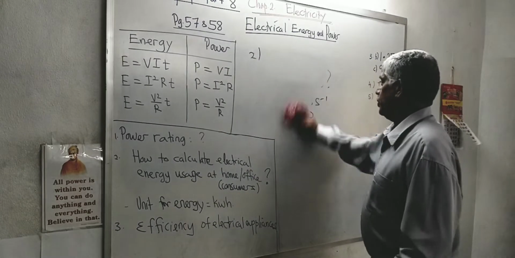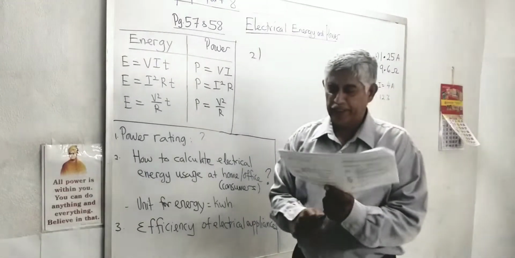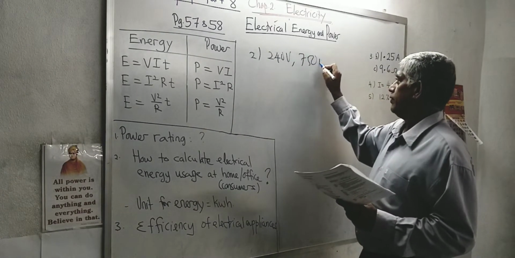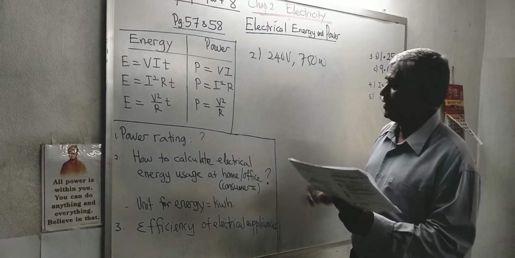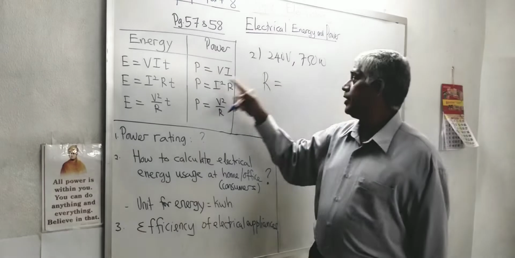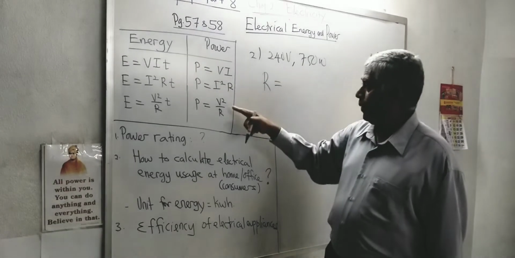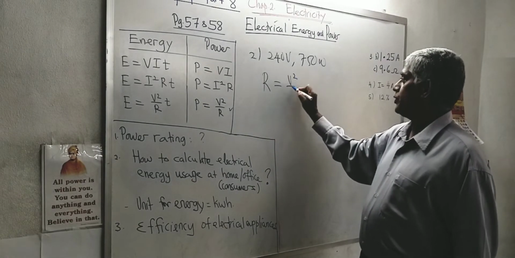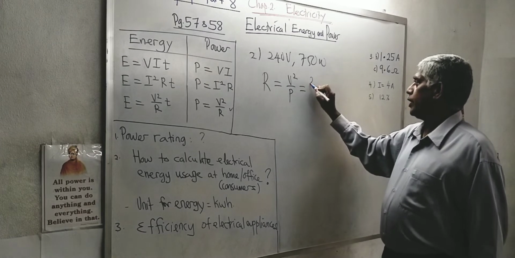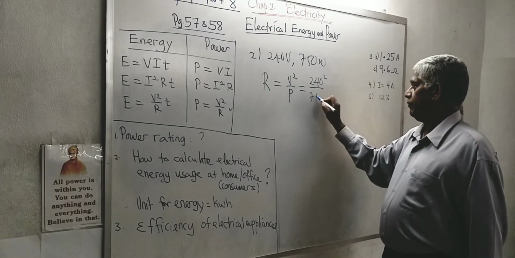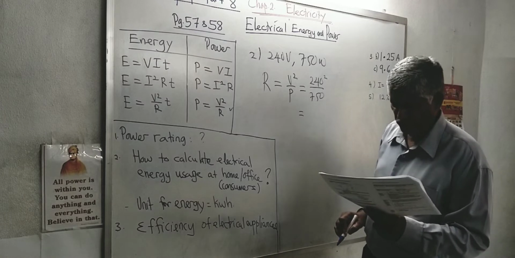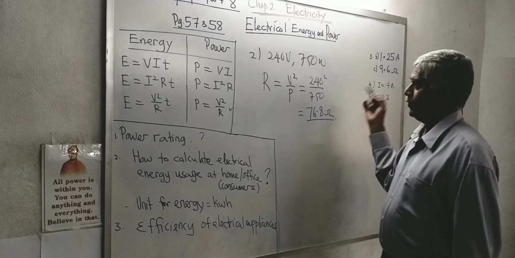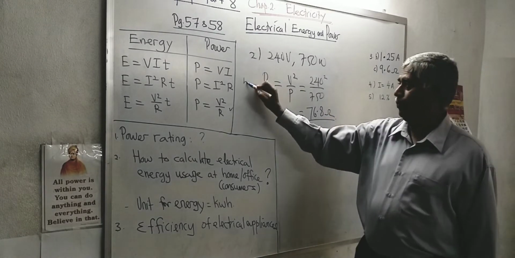Now let us look at the solution. The second part of the question: given 240 volt, 750 watt, that's the power rating, what is the resistance? As you can see, they are given power and volt, so we can use this equation. R is V squared over P, that is 240 volt squared divided by 750 watt, which will give you 76.8 ohm. So that's how you solve question 2B.